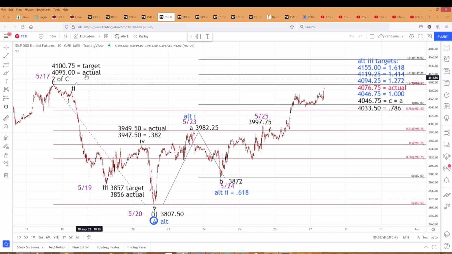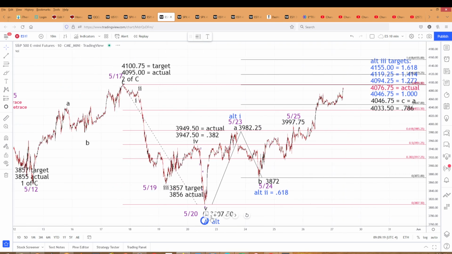By the way, notice these target and actuals. This is what we're putting out to our subscribers. Target, they're all within a couple of points. This one is off by almost 5. That's a lot compared to what these other ones are doing, within a point or two and direct hits and all that. Okay, so we've got the alternate count in blue here.